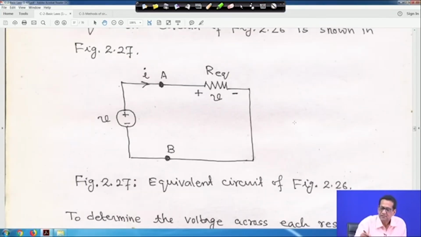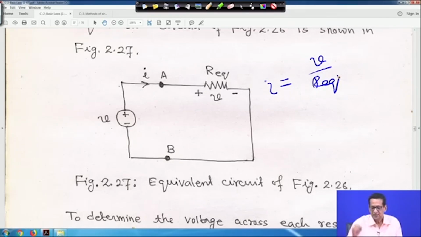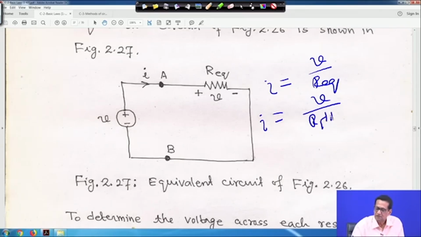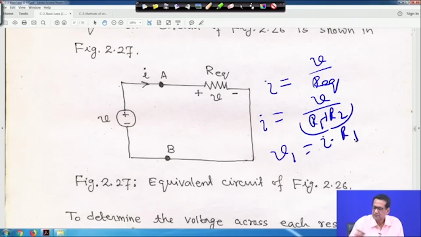From here, your I is equal to V upon Req. That means Req is equal to R1 plus R2. And if you go to V1, V1 is equal to your I into R1, because from the first circuit we have seen that I is actually V divided by R1 plus R2, into R1. That is your V1.